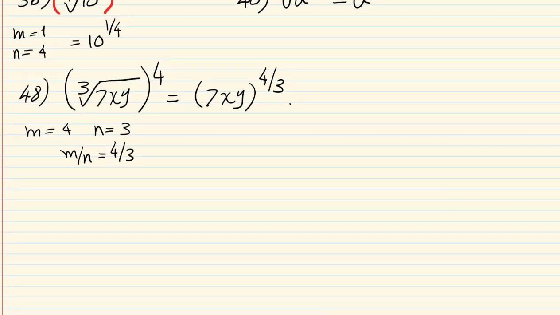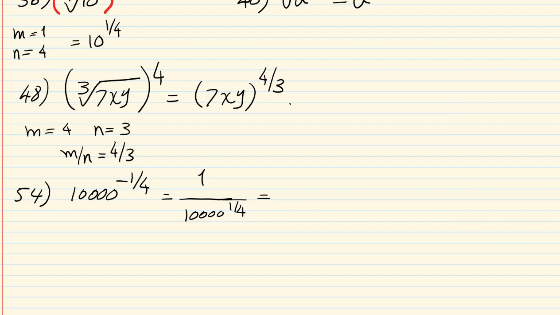Okay, now let's take a look at something like number 54. In number 54, I have 10,000 to negative 1/4. Okay, so the negative exponent rule kicks in, so that's going to be 1 over 10,000 to positive 1/4. So here's 1 over 10,000 to 1/4. Remember, the denominator is n, the index in the radical. So it's going to be the 4th root of 10,000. And the 4th root of 10,000 is just 10, because 10 multiplied by itself 4 times gives you 10,000. So this answer is 1/10.